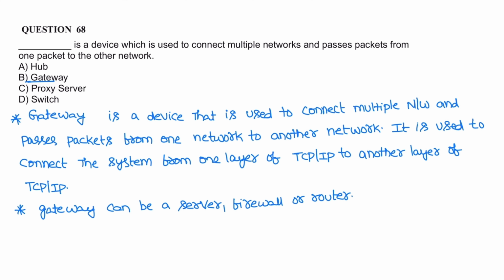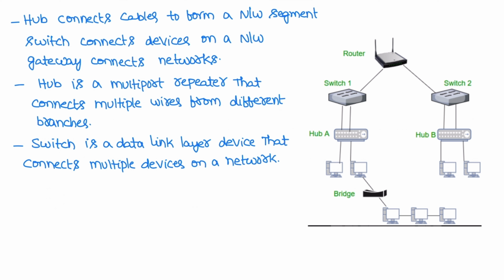So the next definition, for hub: the hub connects cables from a network segment. Switch connects devices on a network, whereas gateway is across the network. So switch is within the network, gateway is across multiple networks. Hub is a multi-port repeater that connects multiple wires from different branches. Switch is a data link layer device that connects multiple devices on the network. So this is bridge, hub, switch, router. The correct option here is gateway.